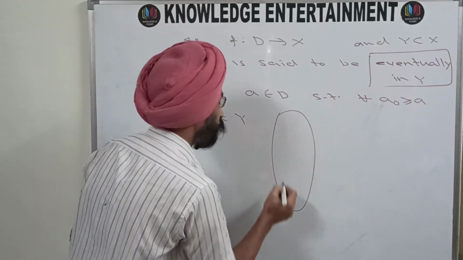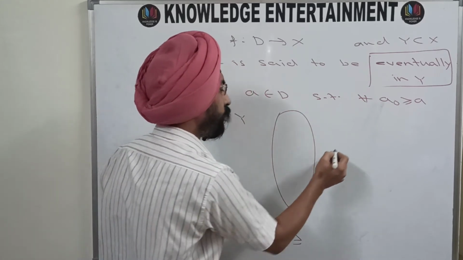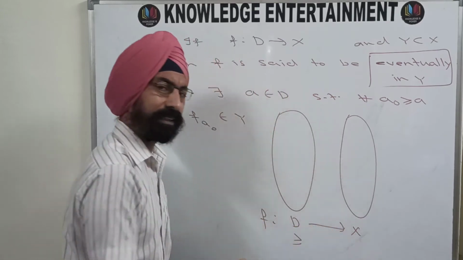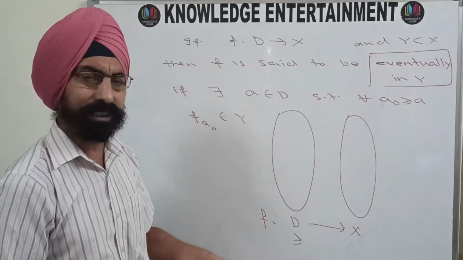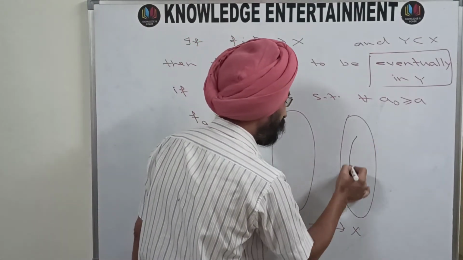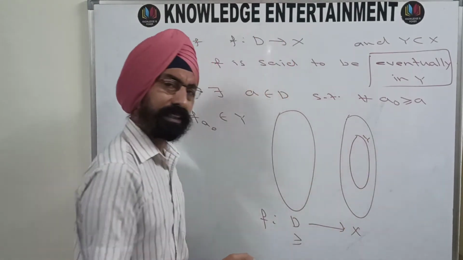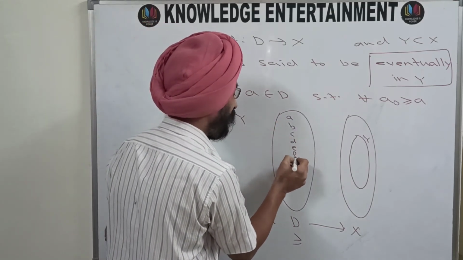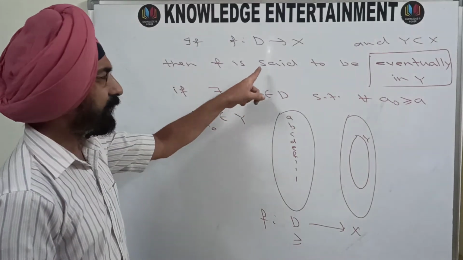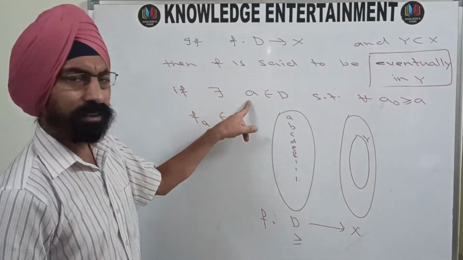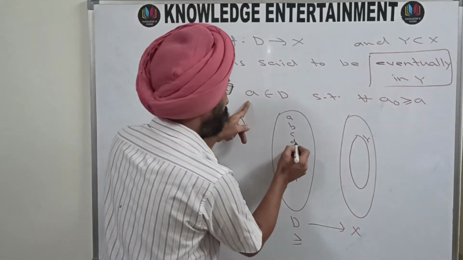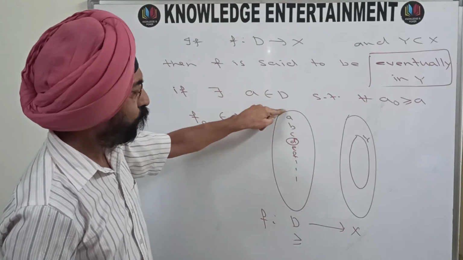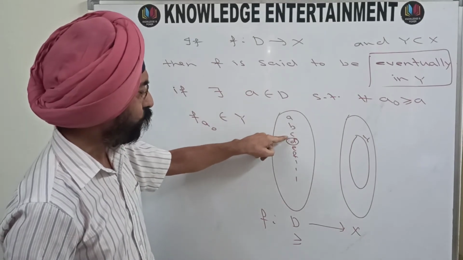Once again, suppose here it is your D with greater than or equal to as binary operation, here it is your X, F is your net from D to X, net means function, domain as D, and here some subset Y is there of X. Members of D are A, B, C, D, E, F and so on. So what the definition says, there is some element in D, suppose the element is E. Here I am taking these elements in order. That means B follows A, C follows B, D follows C, E follows D, F follows E.